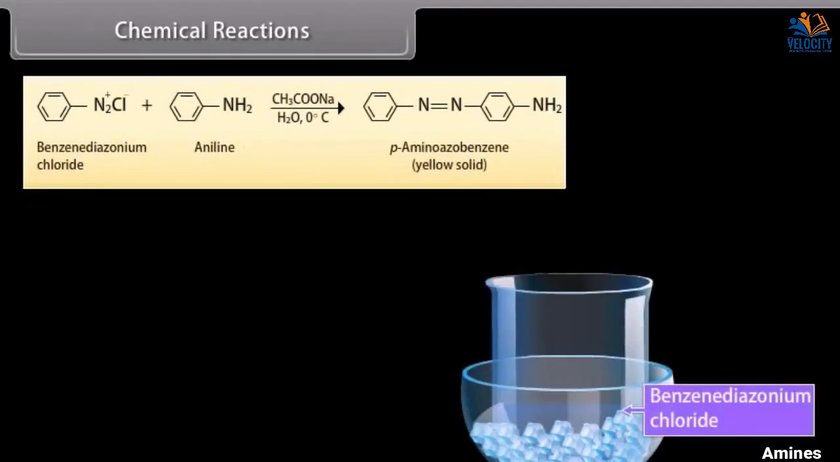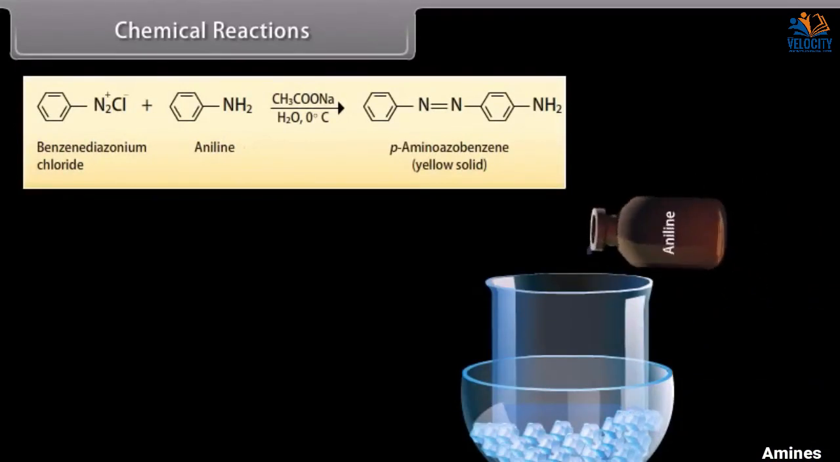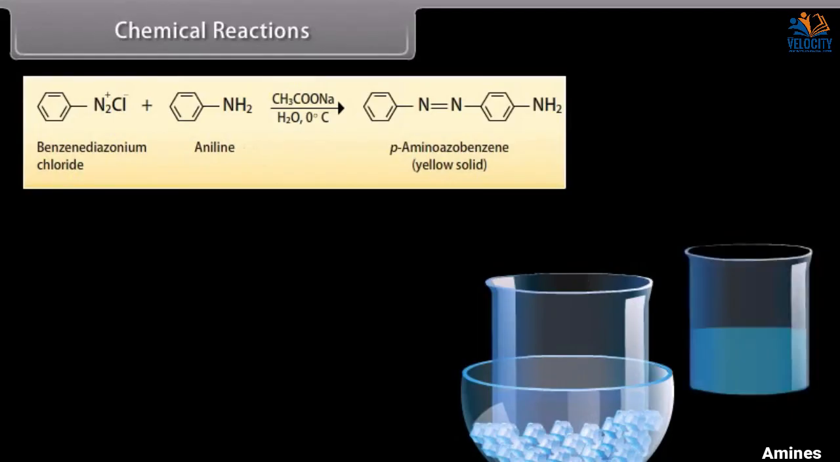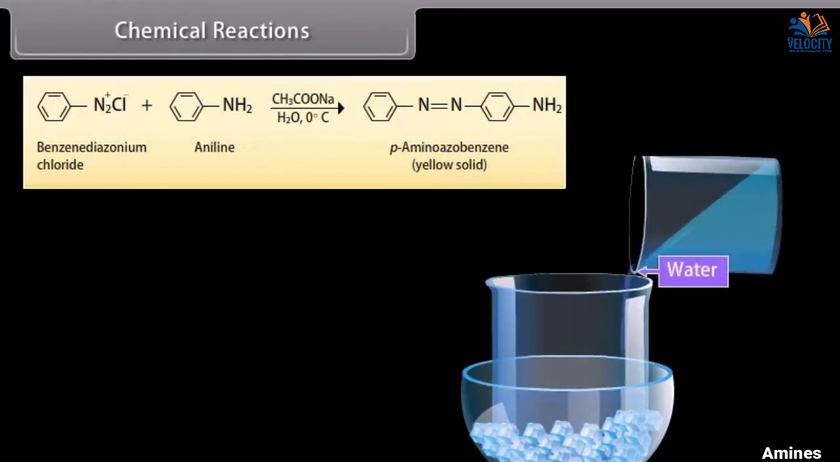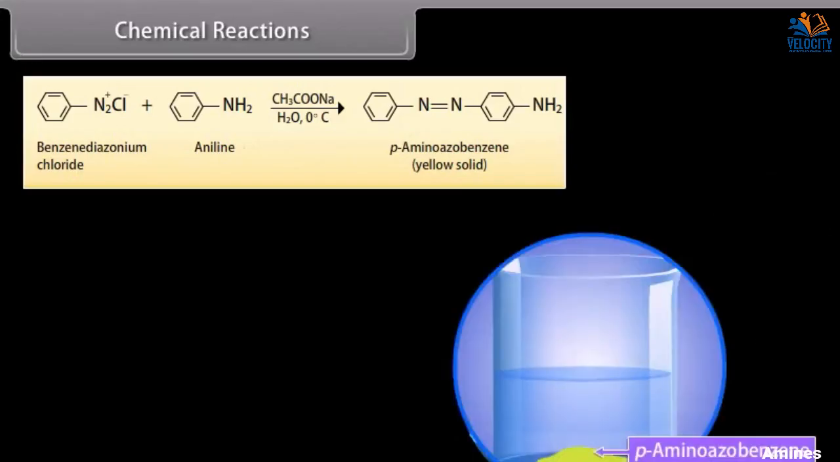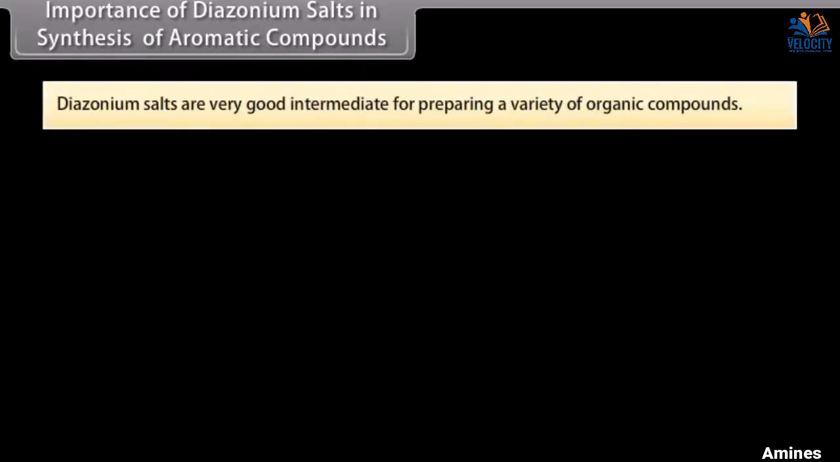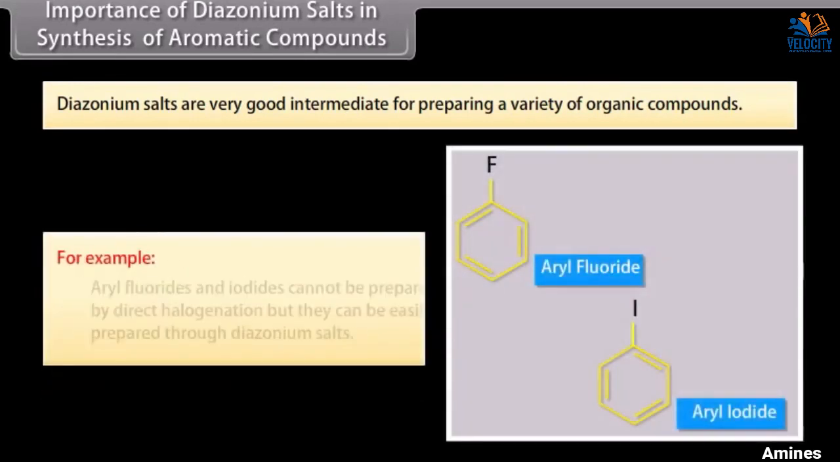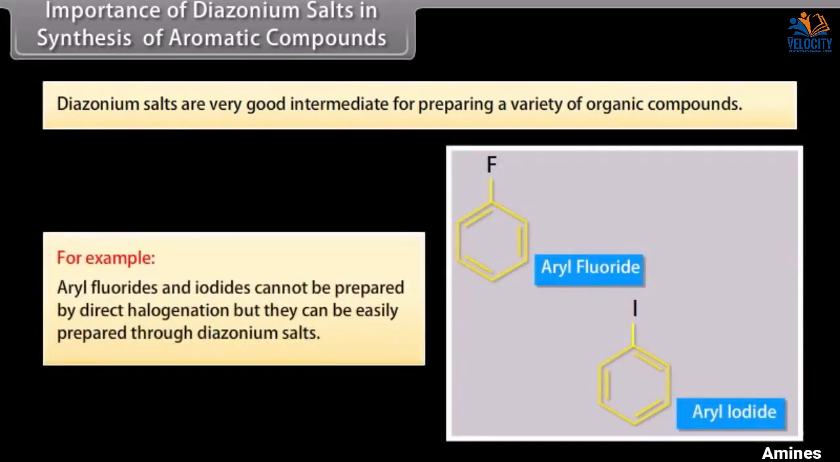Benzene diazonium chloride reacts with aniline in the presence of sodium acetate and water at 0 degrees Celsius, producing para-aminoazobenzene. Importance of diazonium salts in synthesis of aromatic compounds. Diazonium salts are very good intermediates for preparing a variety of organic compounds. For example, aryl fluorides and iodides cannot be prepared by direct halogenation, but they can be easily prepared through diazonium salts.